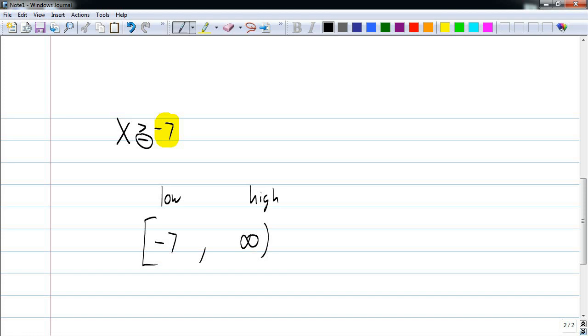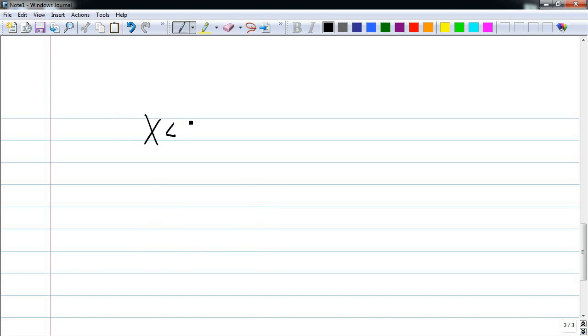Okay, let's do another one. x is less than 3. Now, once again, think low number, high number, and look at the 3. Is the 3 as low as x can be or as high as x can be if x is less than 3? And the answer is 3 is my high number. What's my low number? There isn't one, because x is less than 3. Any number less than 3, x could be all the way down to -infinity.